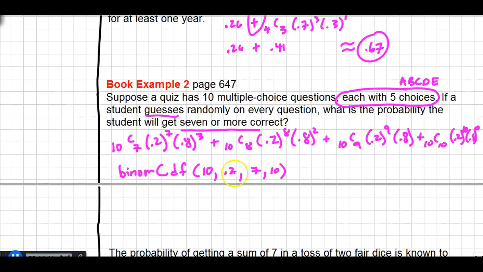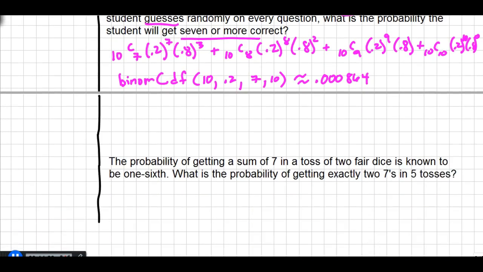So this will be a lot faster than having to type in all 4 pieces, much faster to use the command on the calculator. And when you type this one in, you should get 0.3 zeros and then 864. Keep in mind that that's a decimal number. If you want to change it to a percentage, you would move the decimal point 2 places. I'd like you to try one on your own, read it, pause the video, and give it a try, and then I'll reveal the answer shortly.